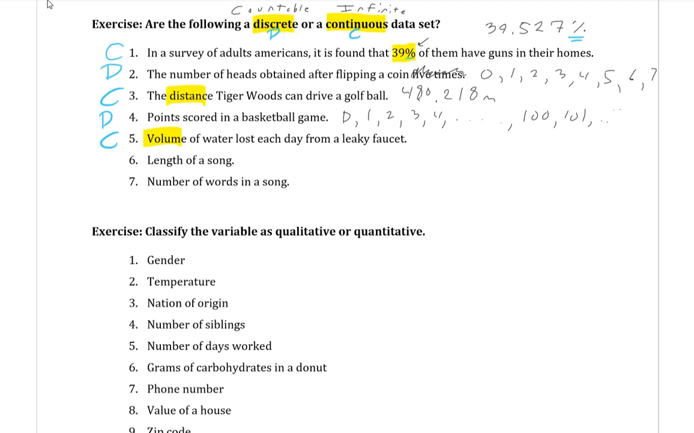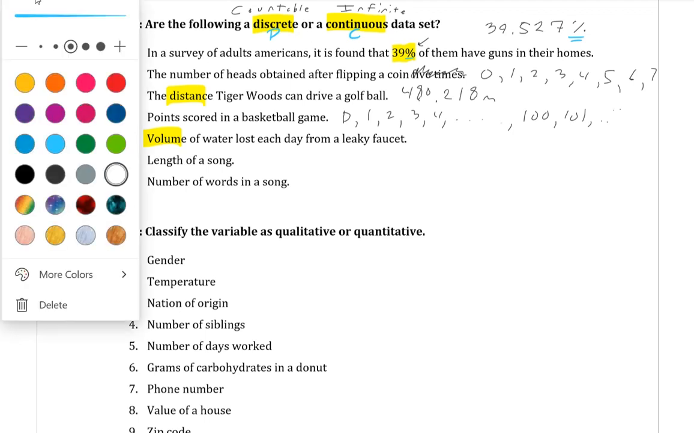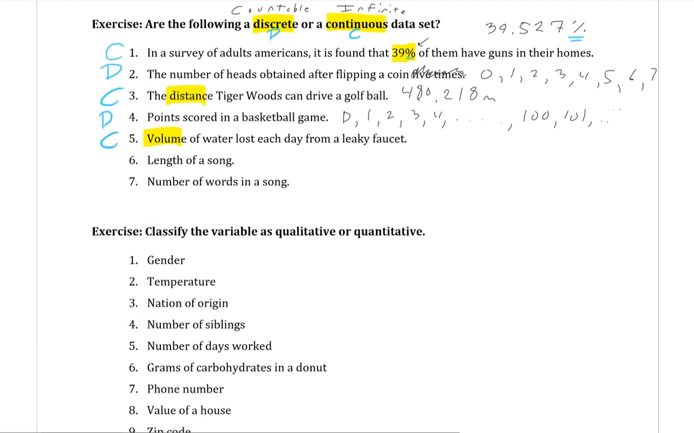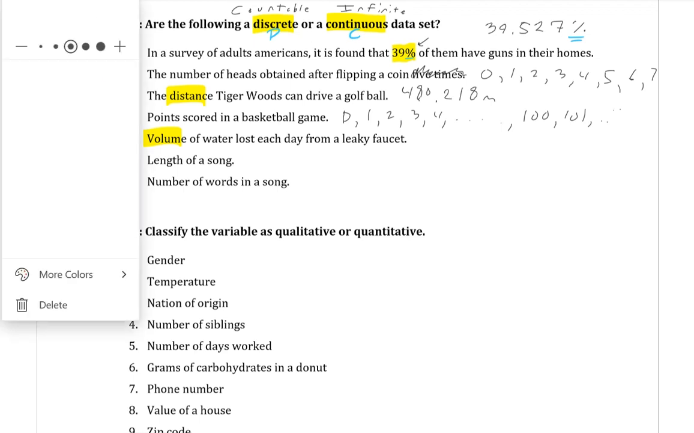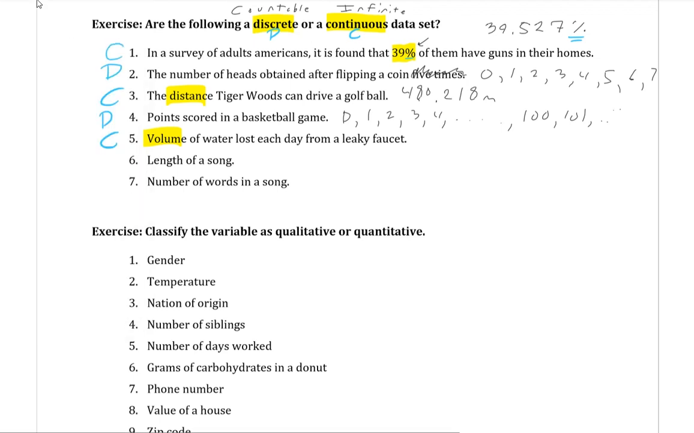Now, length of a song, that one may be a little contentious. I would still say that this one is continuous. Reason being, if I'm considering length of a song as a number of seconds or even minutes, maybe I have a 4-minute song or 4.2 minutes or 4.23 minutes or 4.239 minutes. These all still make sense. So I'd still consider it continuous.